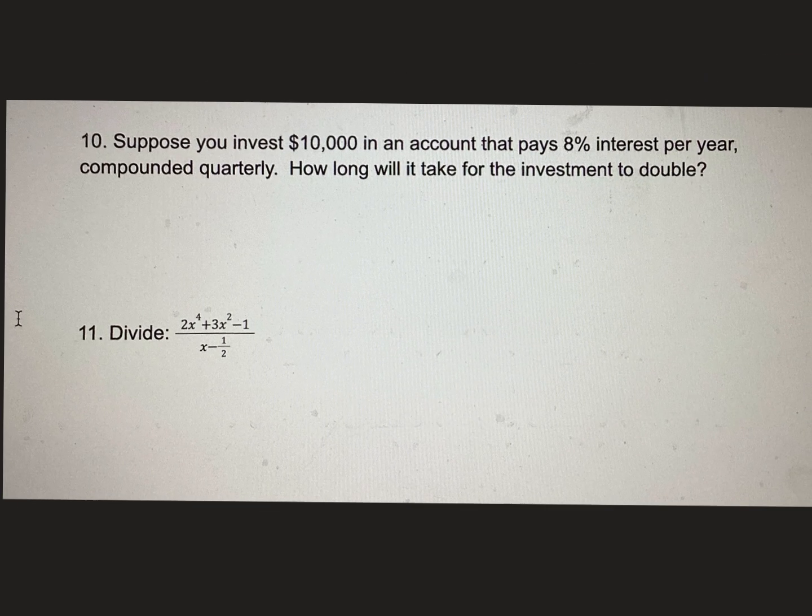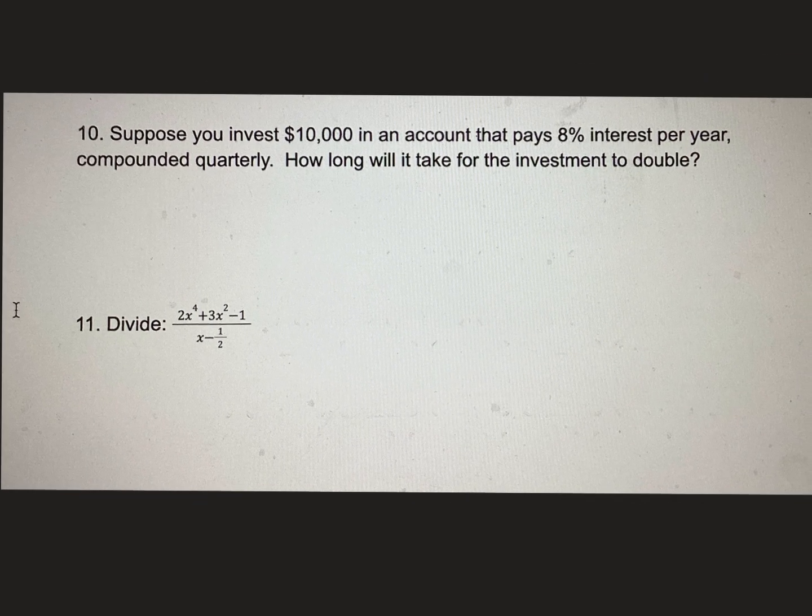Number 10. Again, I keep on giving you these problems because I want you so much to get this formula down and understand how important compound interest is for you. It's so good for y'all. Suppose you invest $10,000 in an account that pays 8% per year, compounded quarterly. How long will it take for it to double? If you double 10,000, you're going to have 20,000 when you end up.